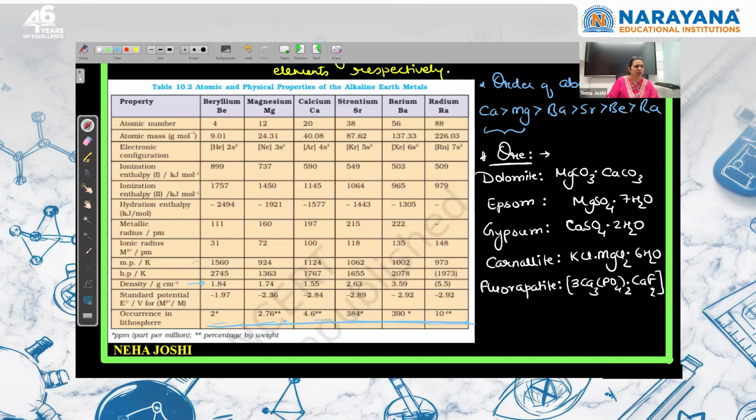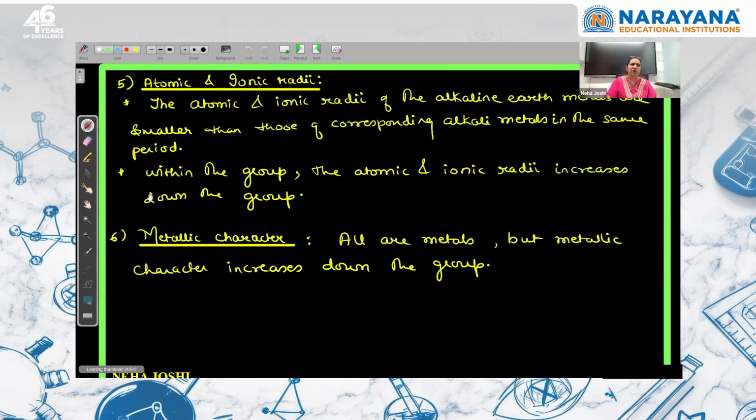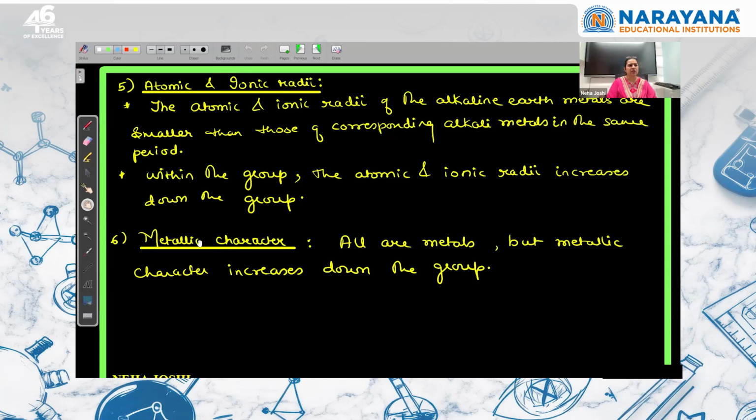We don't have to carry any information in our brain regarding the melting and boiling points of these metals, so I'm not paying attention to this. Atomic and ionic radii are normal, nothing to discuss. Metallic character: all are metals, but metallic character will increase down the group.